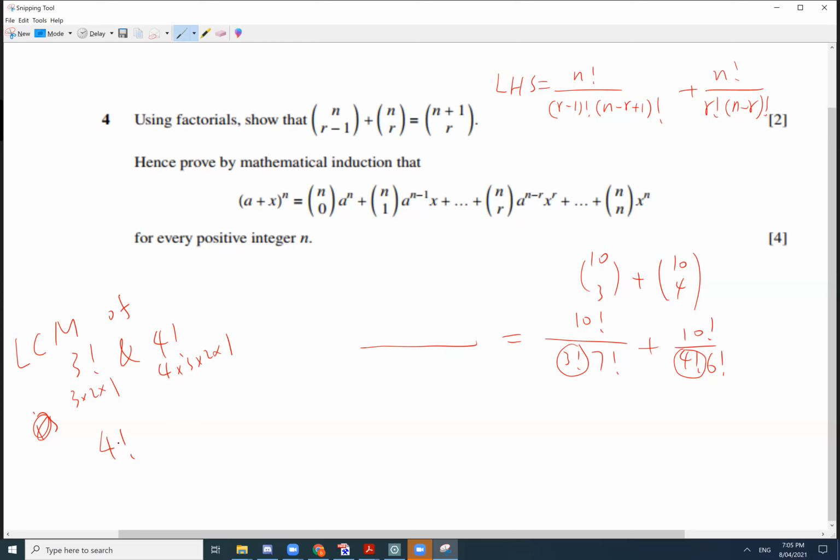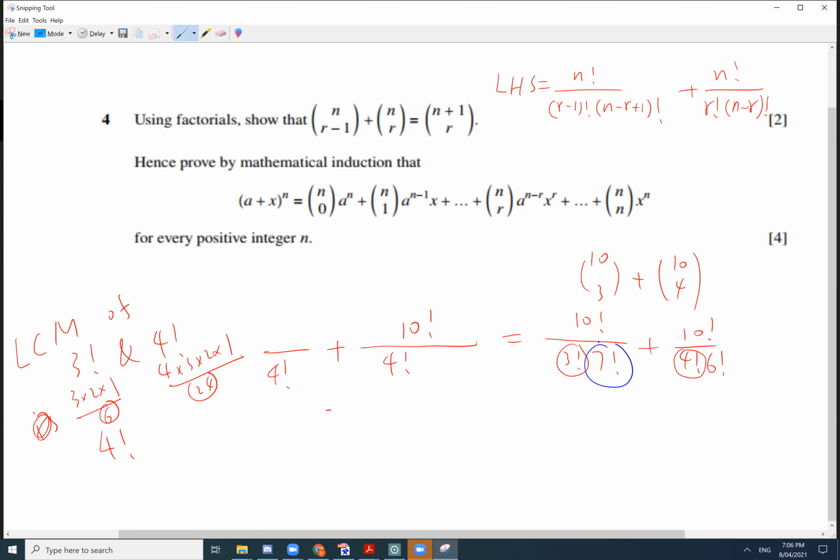Multiple. Check out this one and this one. The highest common factor is 6, but the lowest common multiple is just 24. This is 6, this is 24. What's the lowest common multiple? 24. That's why, if you need a common denominator, we need a 4 factorial.